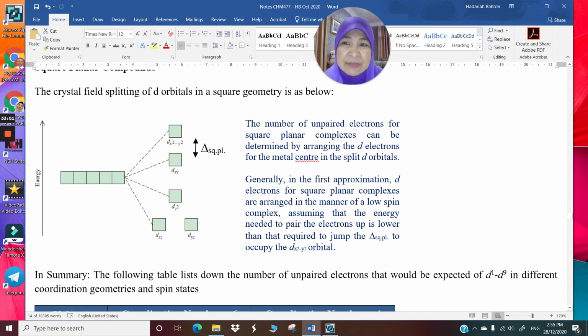So the crystal field splitting of d orbitals in square planar is as shown here. You already understand that this stabilization of the dz squared, dxz, and dyz is because the ligands sitting on the z-axis are being pulled away in an octahedral to make square planar. And the delta square planar is the separation between the dx squared minus y squared and dxy.